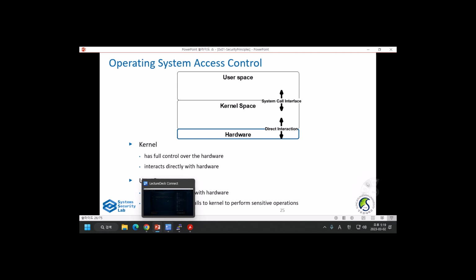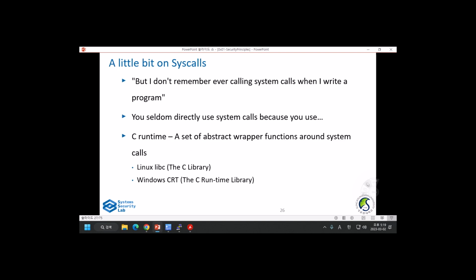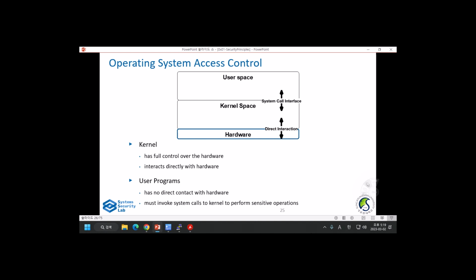You cut off access to hardware completely. The user cannot do anything with the hardware directly, and everything has to go through the kernel. Therefore, you can check every operation of the user programs in the kernel space. So this is an example of complete mediation. Whatever you do, you cannot directly access the hardware. You always have to go through the kernel.